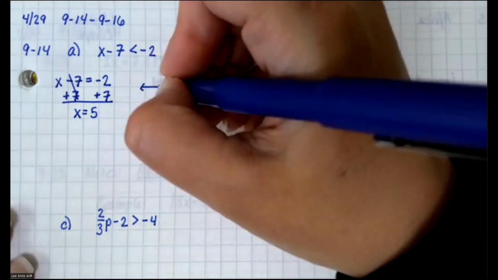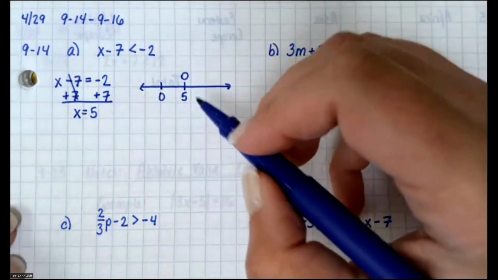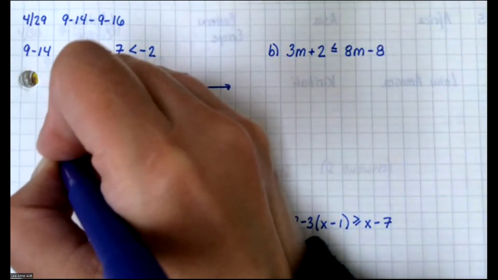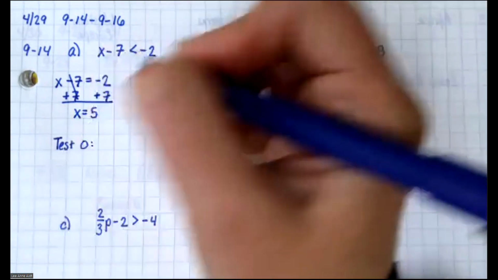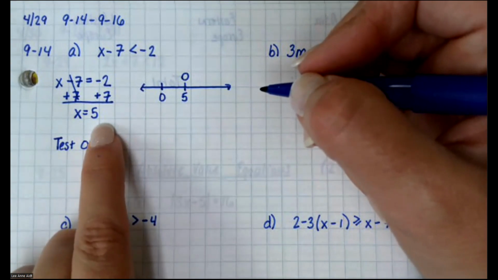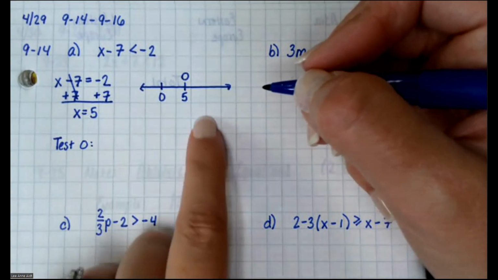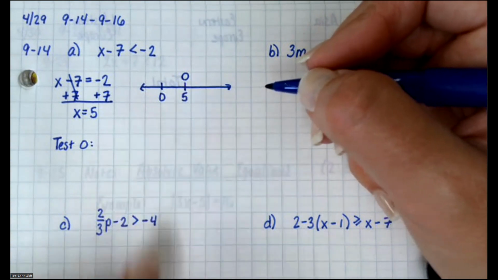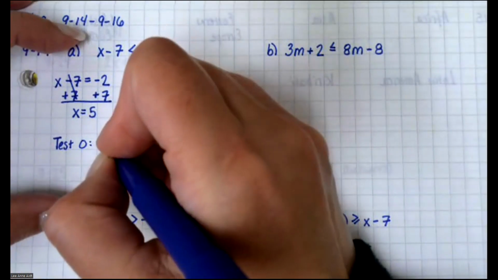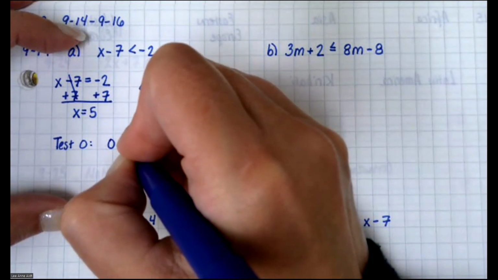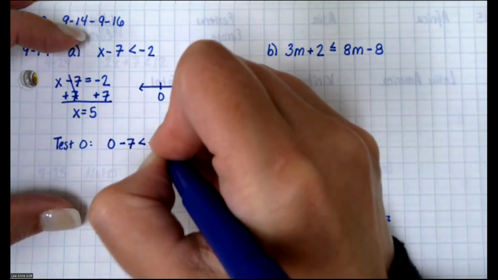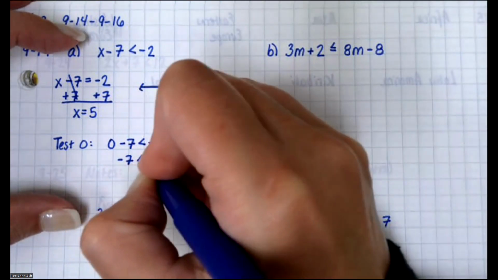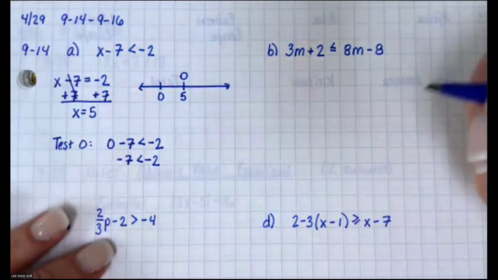Now, I'm going to put 0 on here in the direction that 0 would be on the number line. And I'm going to test 0. Remember, you can test anything you want except 5. Because 5's got the open circle on it already, so it's not going to be able to tell you where the arrow goes. Okay, so up to the original, 0 minus 7 is less than -2. -7 is less than -2.